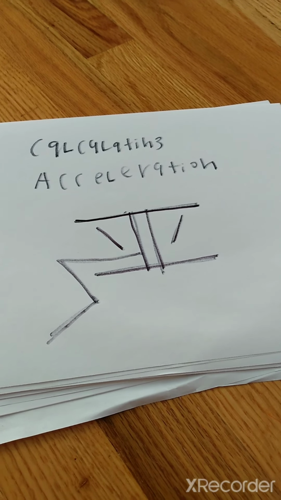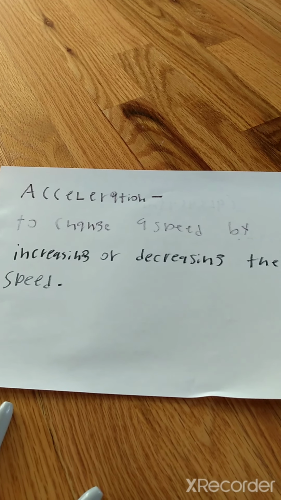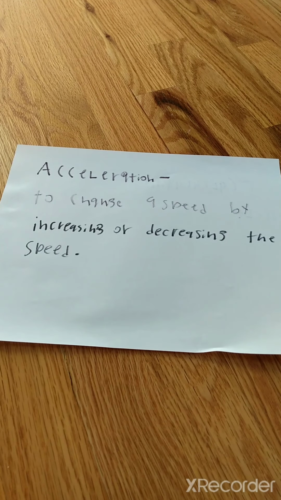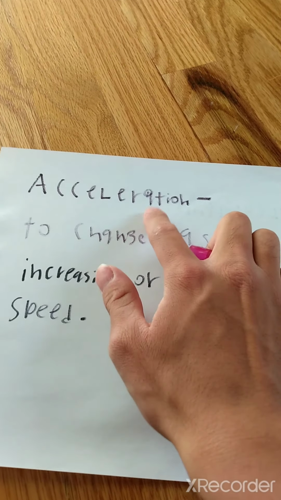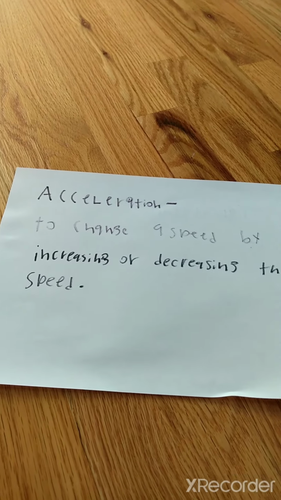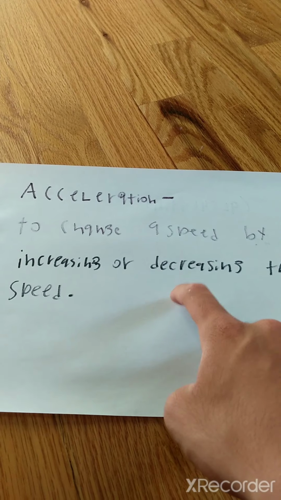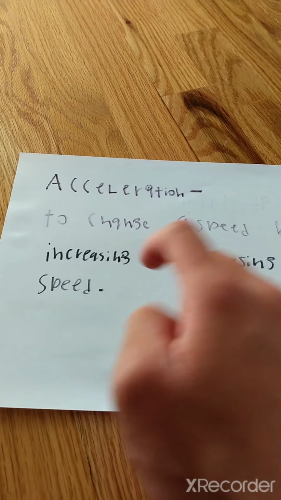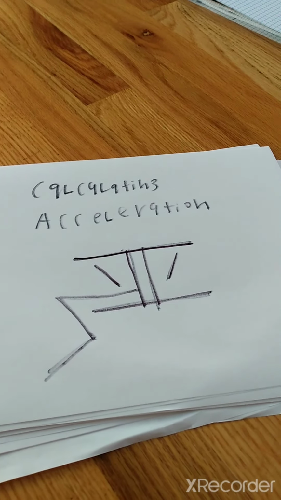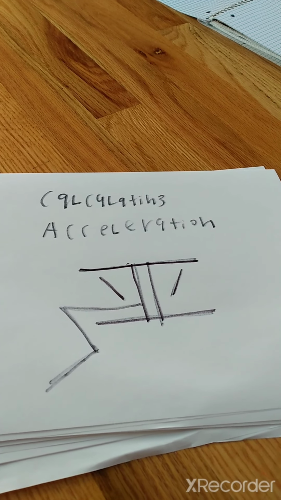We will be learning how to calculate acceleration. The definition of acceleration is to change a speed by increasing or decreasing the speed. Therefore, we can say that we are accelerating when a car gets faster, or when a car slows down. Acceleration is the change in speed. What we're going to do is use a word problem and try to solve it, and here is a great example of acceleration.